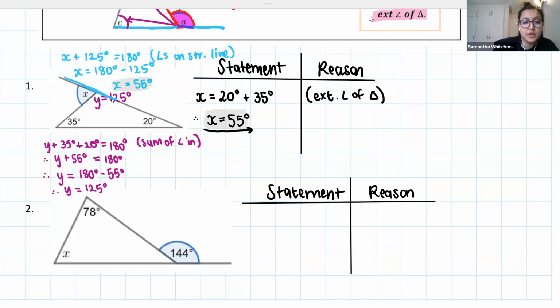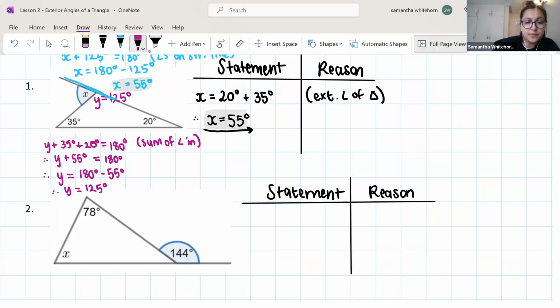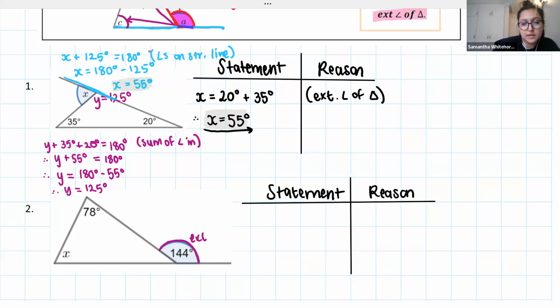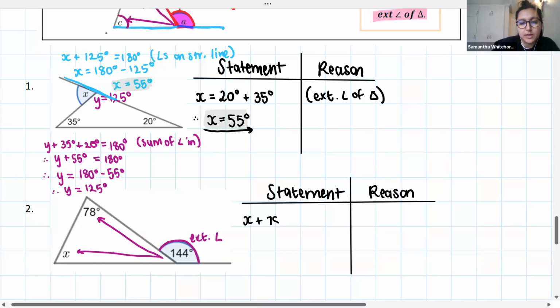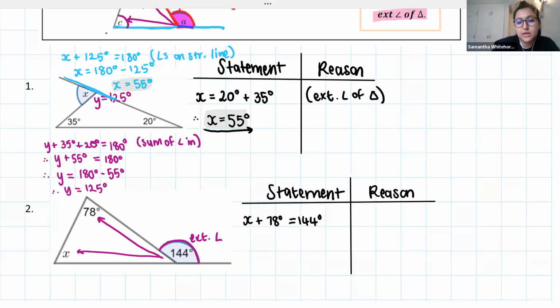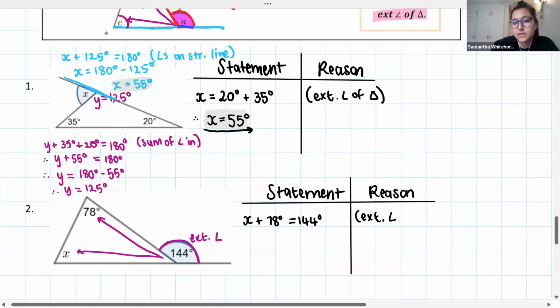Right, so let's have a look. So guys, 144 is our exterior angle. It's outside our triangle. It's between the side of a triangle and an extension. It's an exterior angle. What that means is if we add 78 and x, we will get that 144. So all we're doing is using the reason that we know, exterior angles of a triangle, and we can set up an equation. So we know that x plus 78 must give us that 144 degrees because it's the exterior angle. And our reason, as all of you have wonderfully said, exterior angle of our triangle.